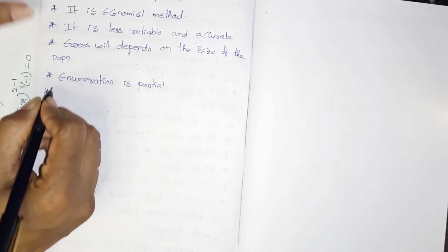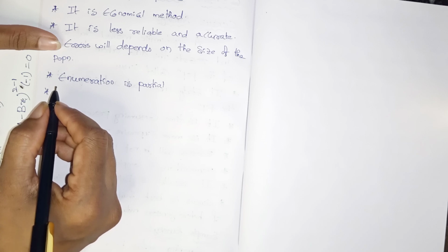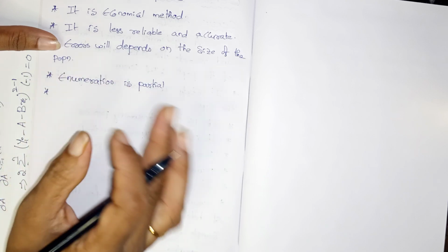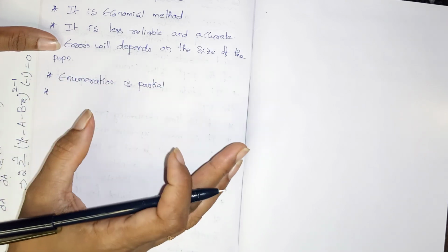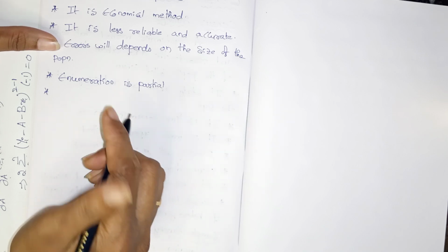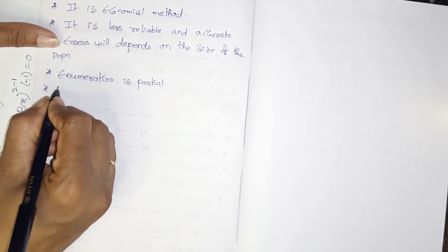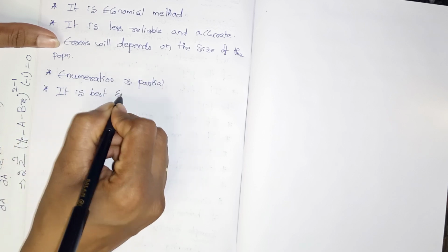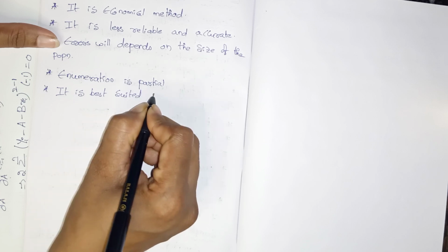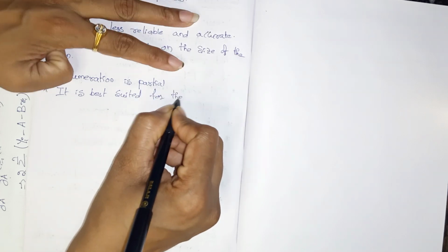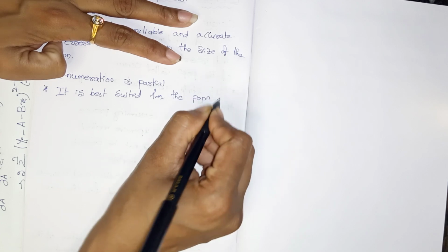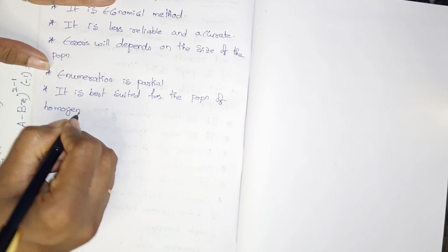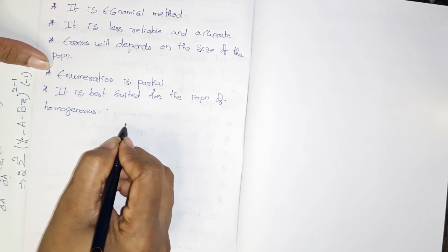And the next, it is best suited for a homogeneous population. Homogeneous in the sense what? Observations having the same properties are called homogeneous. That means the observations should be the same. So it is best suited for a population of homogeneous units.